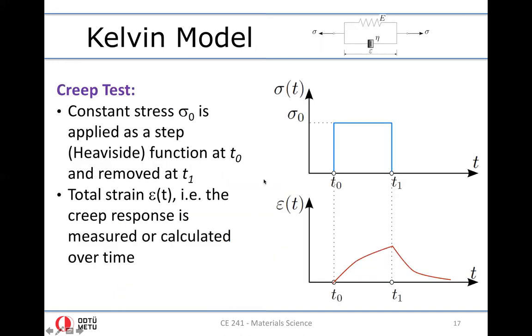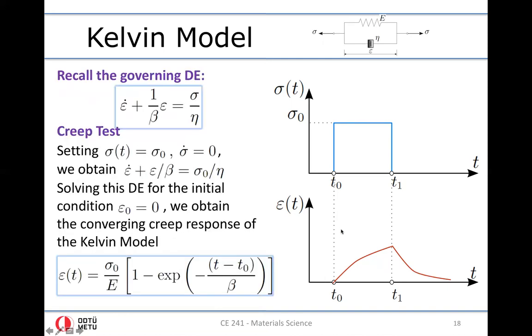Let's consider the creep test for the Kelvin model. So again, the stress is applied at T0, kept constant for a while, and removed at T1. Okay, and this is essentially the response. In the beginning, we have an exponentially saturating response, and when the load is removed, we have an exponentially decaying response. That is totally different from what we observed in the Maxwell model.